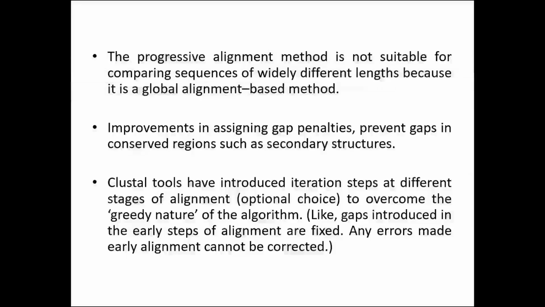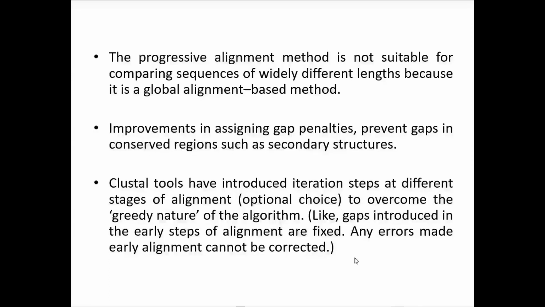So the progressive alignment method which the ClustalW tool follows is not suitable for comparing sequences of widely different lengths because it is a global alignment based method. Also, here improvements in assigning gap penalties prevent gaps in the conserved regions such as secondary structures, and it allows gaps in regions like loop regions and random coil regions.